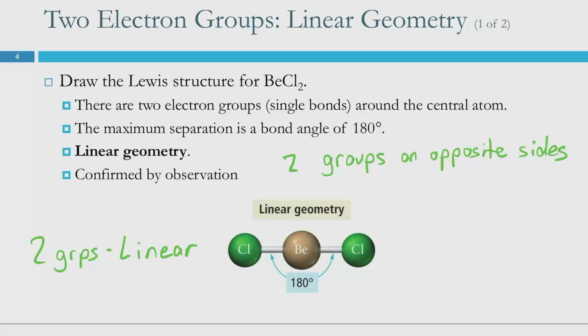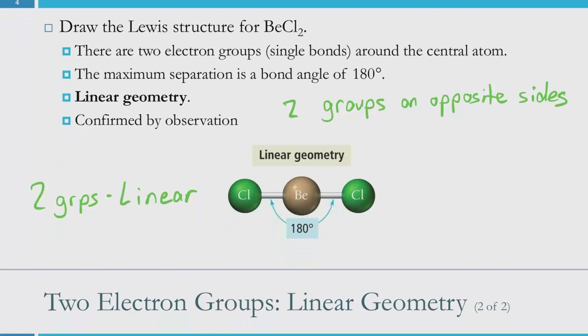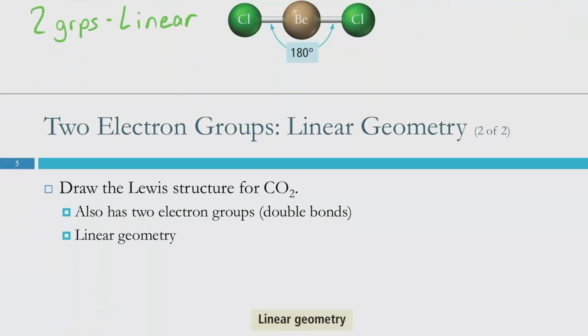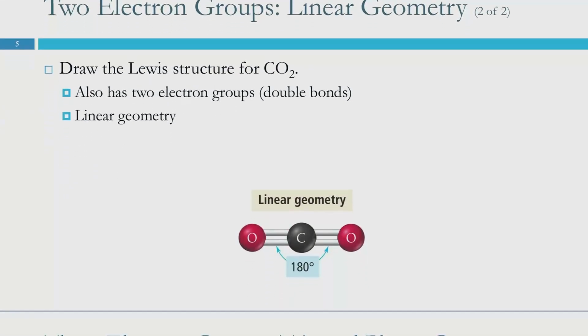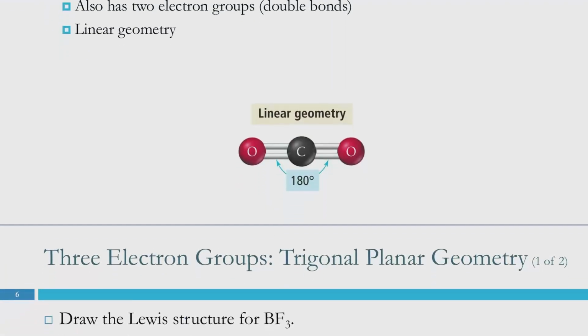What if we have 3 groups? Oh, never mind, we're not getting to the 3 groups yet. CO2 also has 2 electron groups. They're just double bonds instead of single bonds. That's also going to be linear geometry.